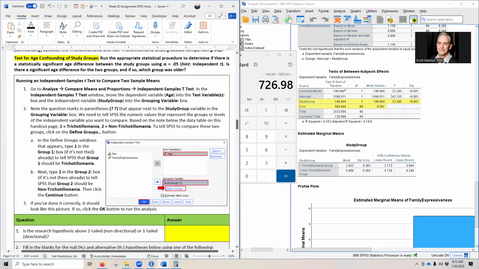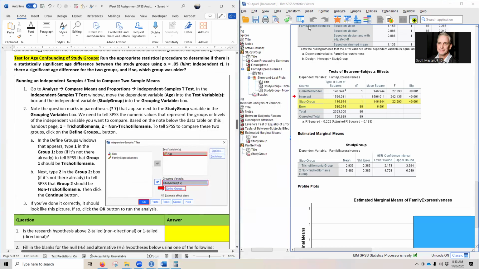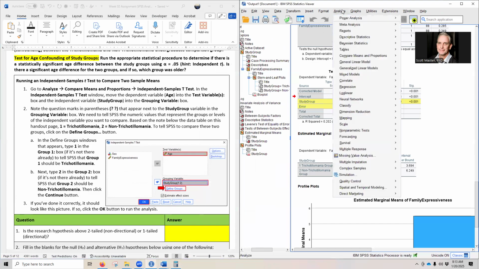So first thing, is the average age different for persons in her study with and without trichotillomania? Let's find that out. We're going to do a t-test to do that. So we'll go to Analyze and down to Compare Means and Proportions.